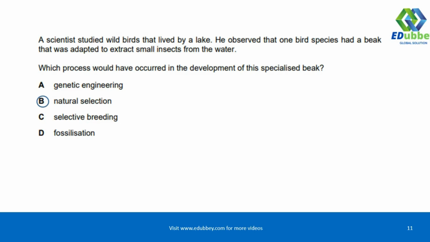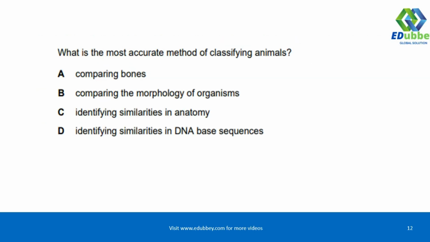What is the most accurate method of classifying animals? The most accurate method is one of the new classification methods, as against that of Carolus Linnaeus, which was just based on morphology and anatomy. So we have recent methods now that are more accurate, and that is identifying similarities in DNA based sequences.